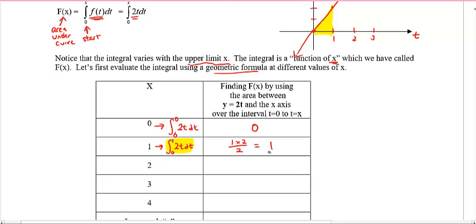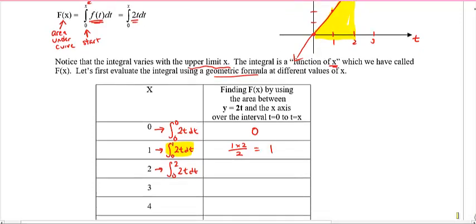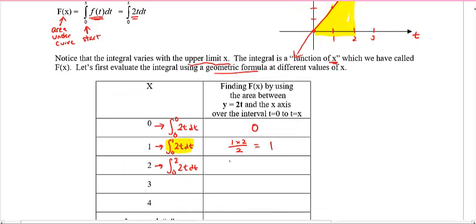Okay? Now, I want you to do the next one with me together, and then I want you to try the rest on your own. So here we go, from 0 to 2 of 2t dt. And then if you look at my diagram now, I'm going to change it because I'm going to 2 now, which is a bigger triangle. But similarly, like before, it's the base, which is 2, times the height, which is 4, divided by 2, and the answer is 4. Okay?